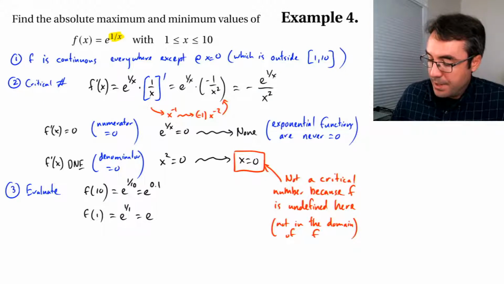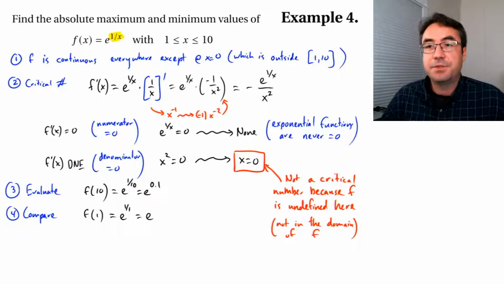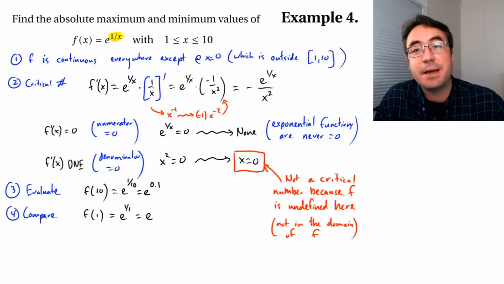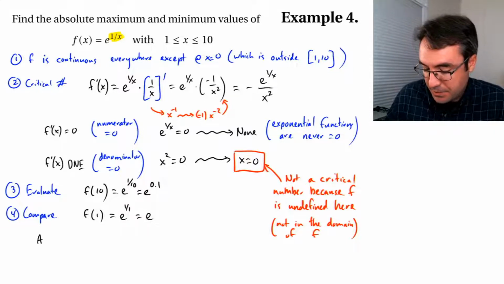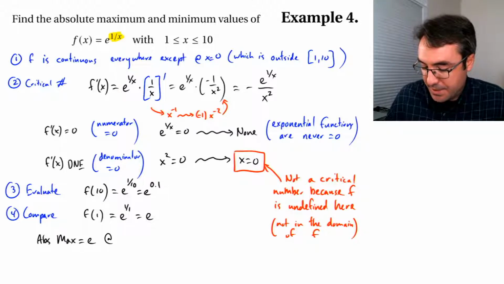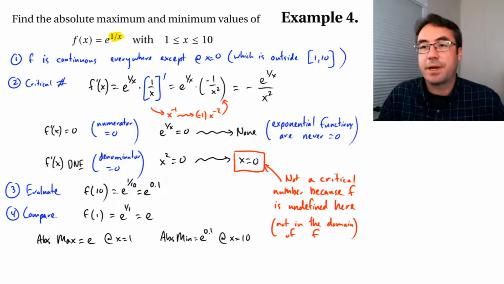So we just compare the results, and there are only 2 results to compare. The larger of those two values is the absolute max, and the smaller is the absolute min. So that's what we're seeing: the absolute max is equal to e, and that occurs at x equals 1. And the absolute min is equal to e to the 0.1, and that occurs at the other endpoint, x equals 10.